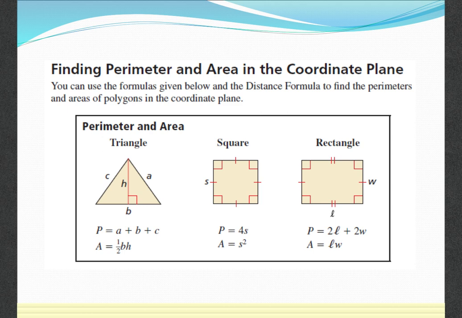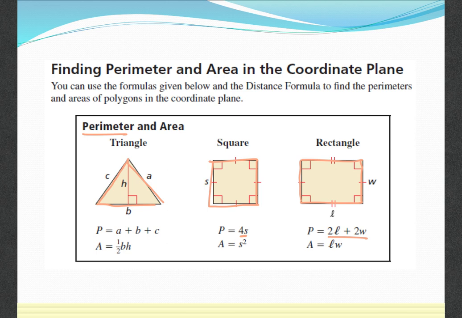Next up is finding perimeter and area in a coordinate plane. So you can use the formulas given below and the distance formula to find the perimeters and areas of polygons in the coordinate plane. We know perimeter we would find by adding up all the sides. So in a triangle, we would add up all those sides. In a square, you could add up all the sides, or because they're the same, multiply the side length by 4. In a rectangle, you could also add up all the sides, or twice the length plus twice the width.